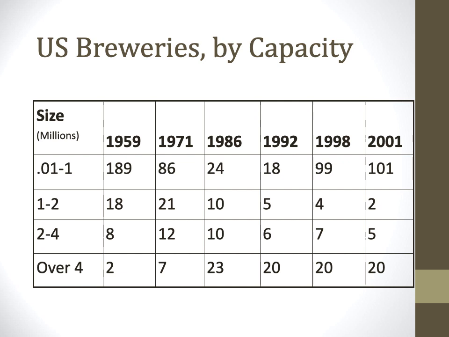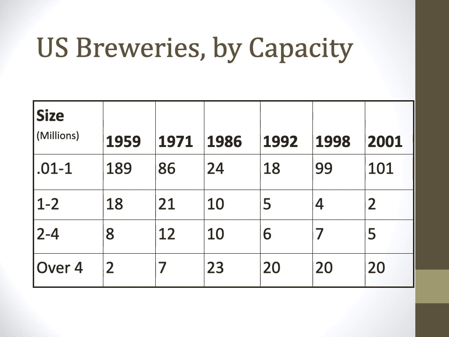Now, if we look at the top row, we can see in 1959 there were lots of small brewers. Right, the tiniest ones are left out here. We're just looking at the ones that are over 0.01 million barrels up to a million. But you can see it went from nearly 200 down to a low of 18 in the early 90s, and then rebounded up over 100 by the 2000s. We'll come back to that because that really is a different segment of this market.